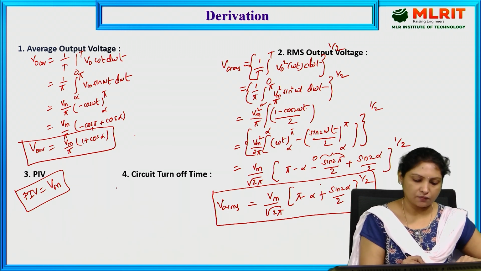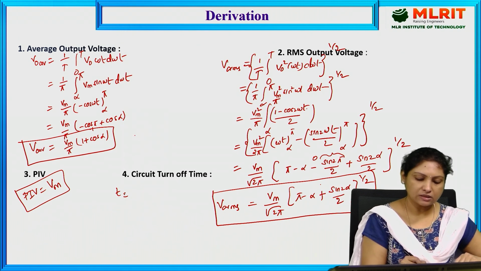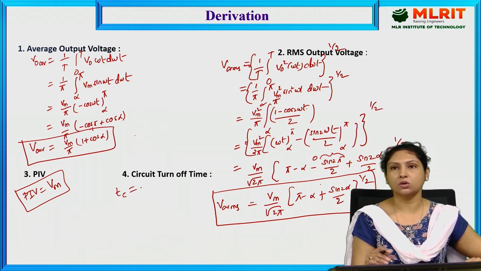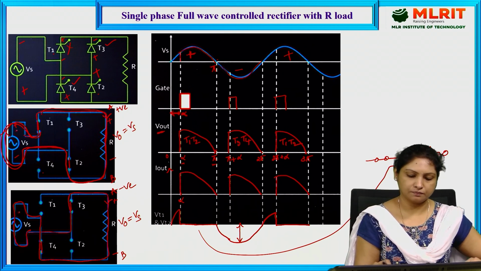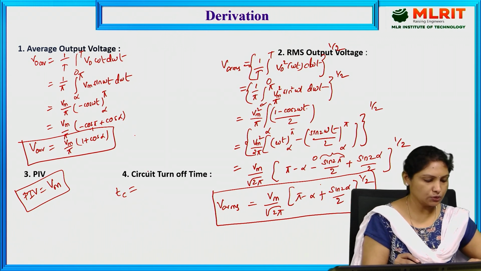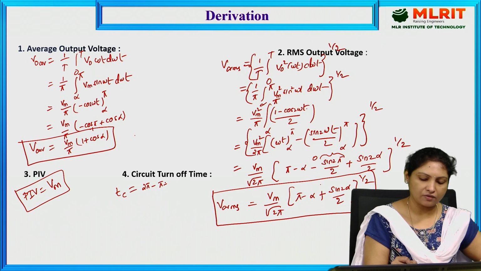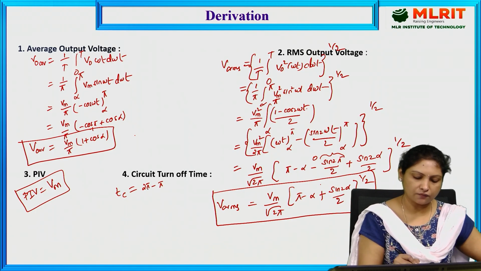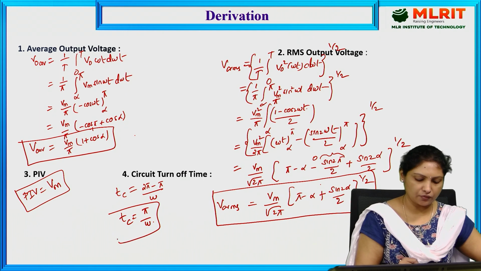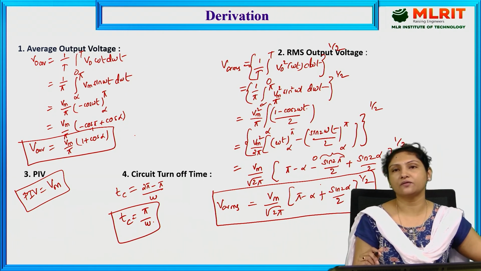Coming to the circuit turn-off time. Circuit turn-off time is the time during which the thyristor is off. That is from 2 pi to pi plus alpha. So circuit turn-off time is equal to 2 pi minus pi plus alpha, divided by omega. That means we get pi by omega is the circuit turn-off time for single phase fully controlled rectifier with resistive load.